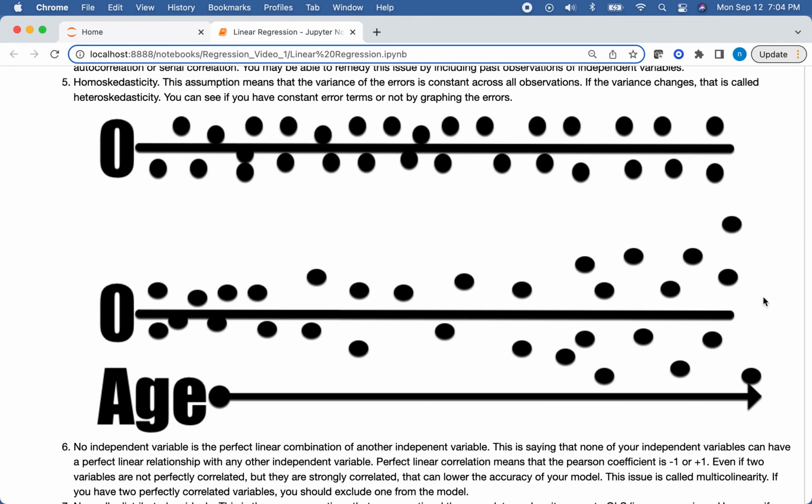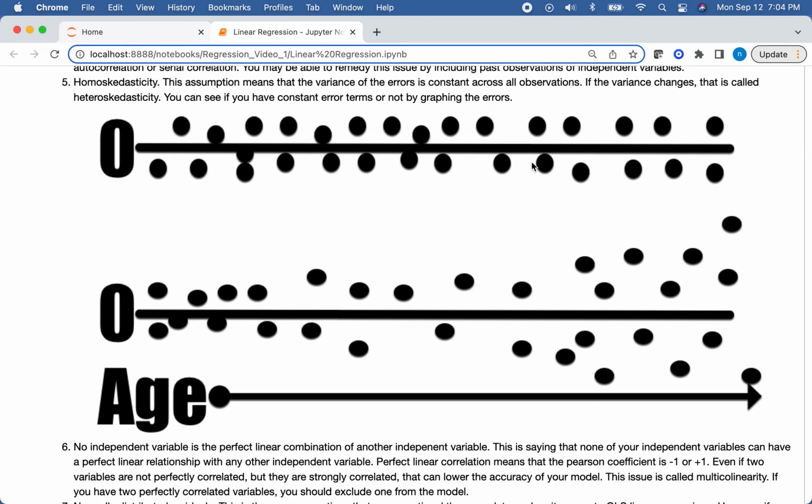The fifth assumption is called homoscedasticity. This assumption means that the variance of the errors is constant across all observations. If the variance changes, that is called heteroscedasticity. You can see if you have constant error terms or not by graphing the errors.